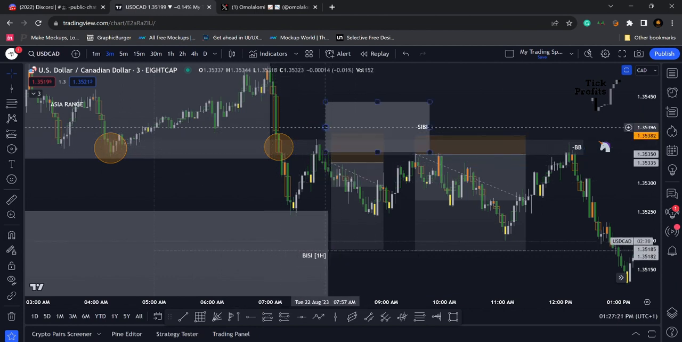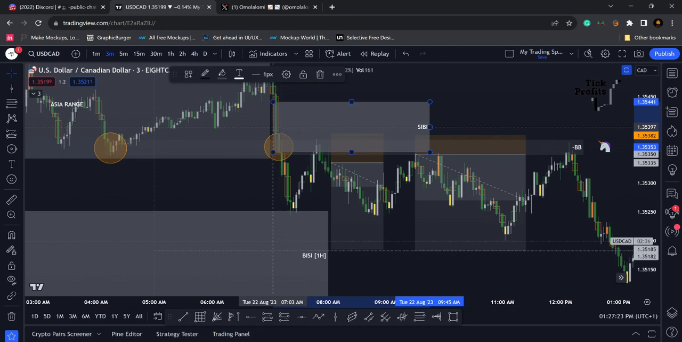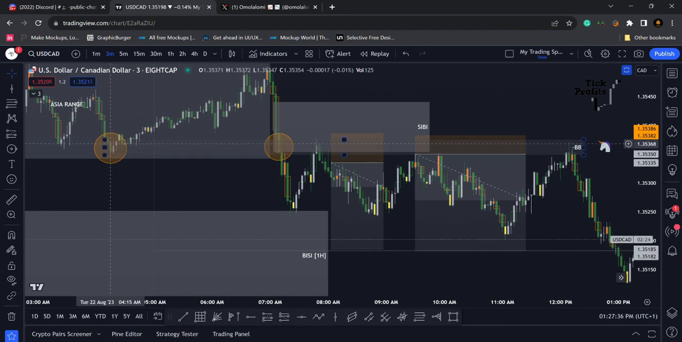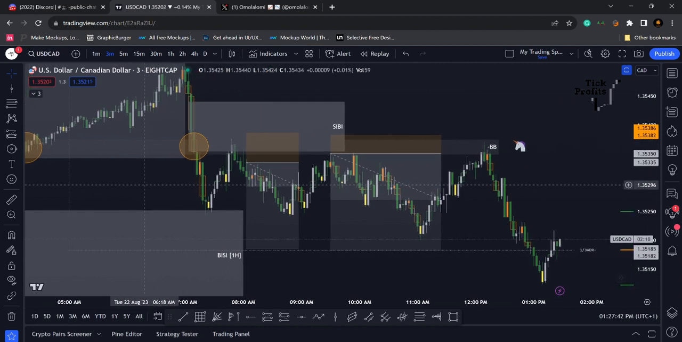So that confirms that price is respecting this bearish fair value gap. Price broke down and violated this other block, making it a breaker block. And inside the breaker block, we have a fair value gap. I mean, that's a unicorn for you.